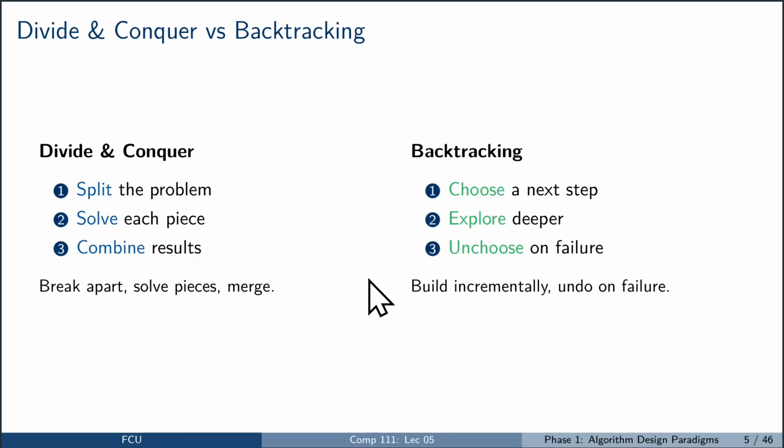But backtracking does something different. It builds a solution one choice at a time. Choose, explore deeper, and then unchoose on failure. It builds incrementally, step by step, and it undoes on failure. So same tool, that's recursion, but 2 very different strategies.